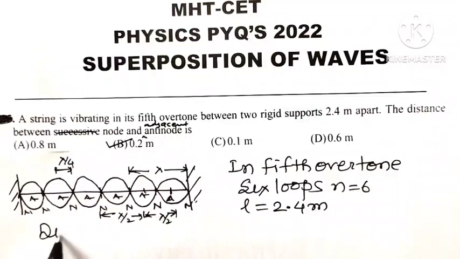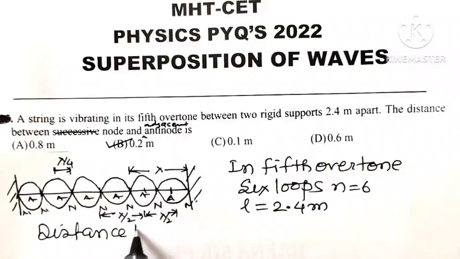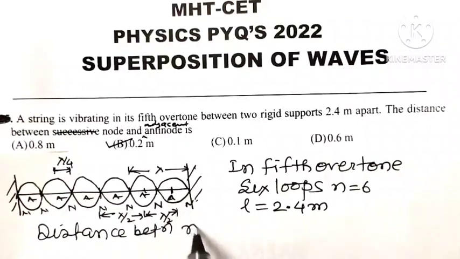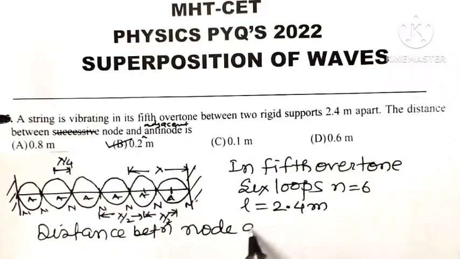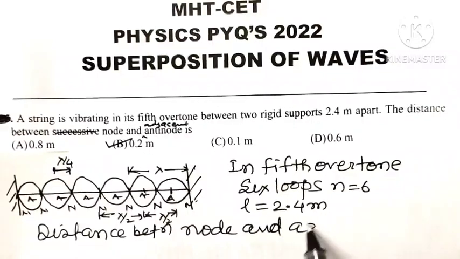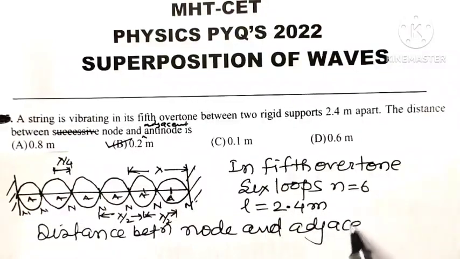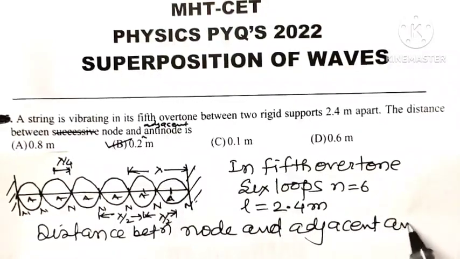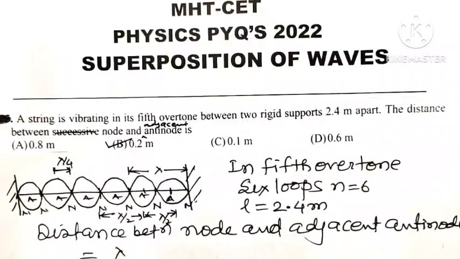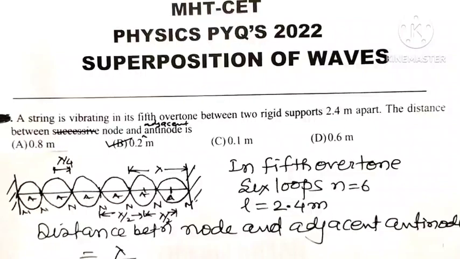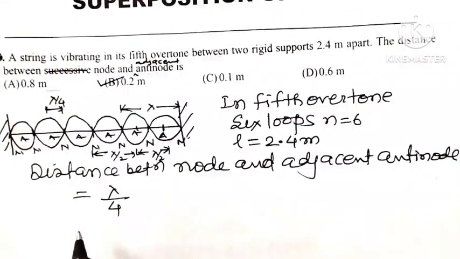So we want to find out the distance between node and adjacent antinode. That is, we want to find out the value of lambda by 4.